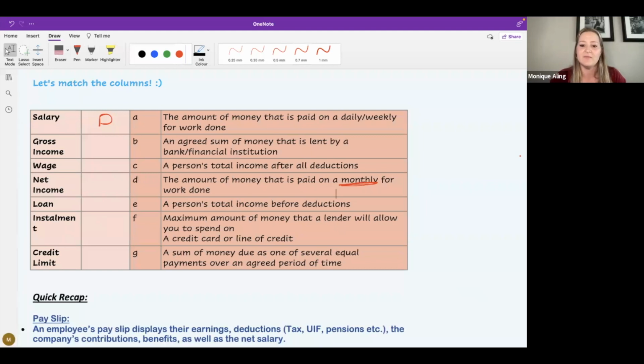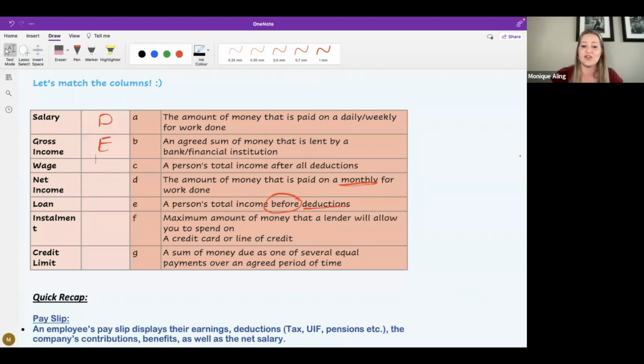Gross income. What's our answer there? Nice, you are on fire. You guys know these words. I'm seeing a lot of E's coming through. Good, so that's E. The keyword here is before your deductions.